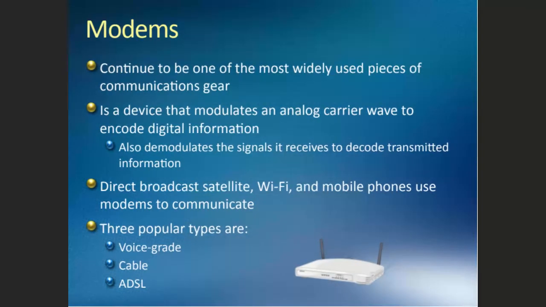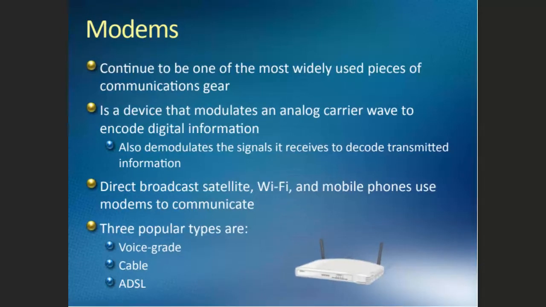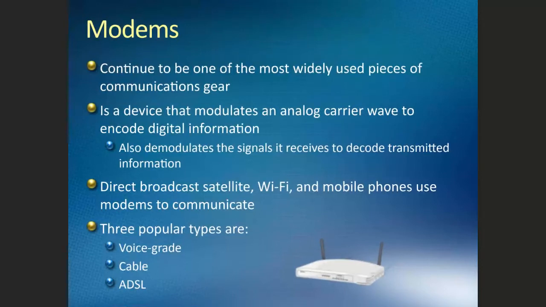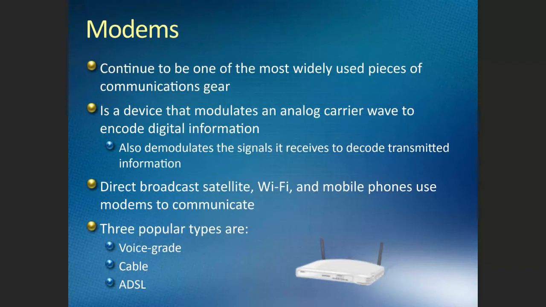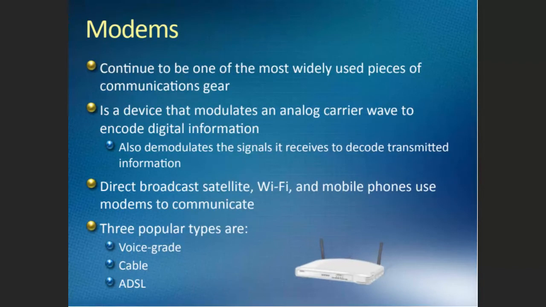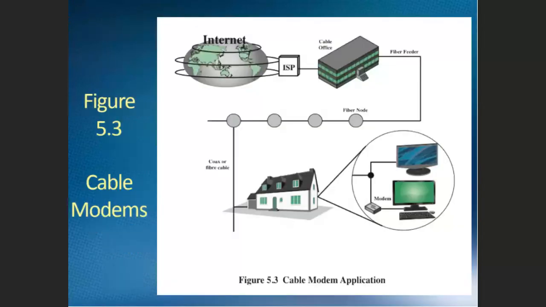Modem is one of the most widely used pieces of communication gear. We already talked about it. It modulates an analog carrier wave to encode digital information, and on the receiver, it will do the opposite. Some examples for the use of modems are direct broadcast satellite, Wi-Fi, and mobile phones. We have three popular types of modems, which are voice grade, cable modem, and ADSL modem.